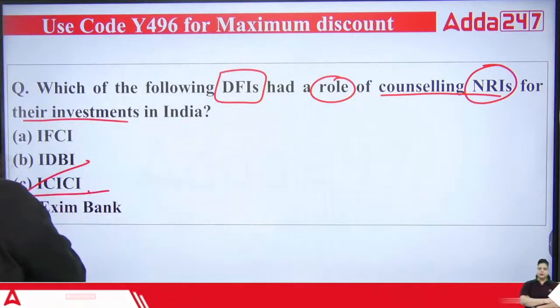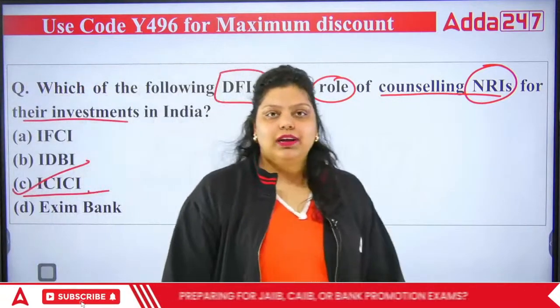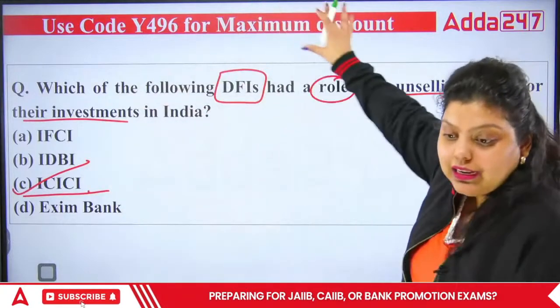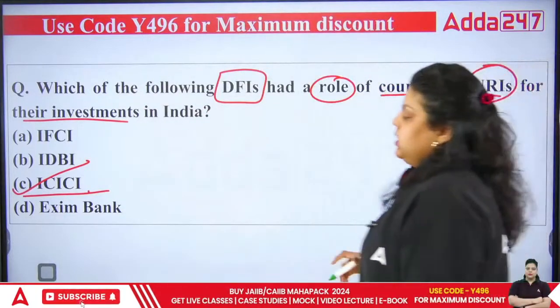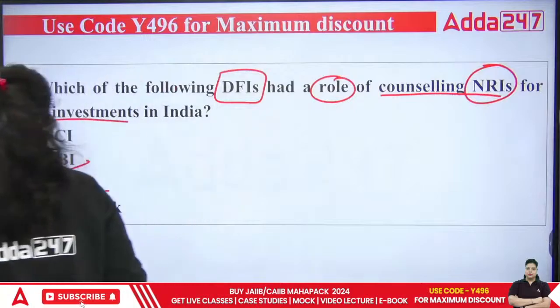So the right answer is ICICI. ICICI first started universal banking in the country. So it started giving counseling to the NRIs as well. Okay. So the right answer will be C. Next question.